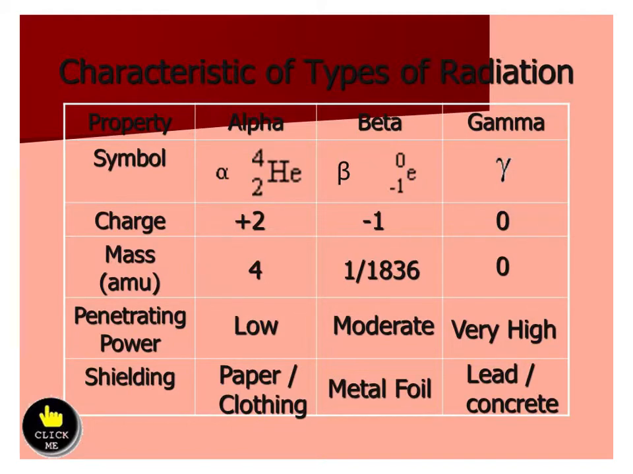And our last one is gamma. Gamma radiation has no charge, no mass. All right, so no mass, no charge. It does, however, penetrate quite highly. It's very high energy, so it's going to go very deep in penetration. Gamma rays are very damaging to humans, and therefore the only thing that really stops it well is heavy metal like lead or very thick concrete.